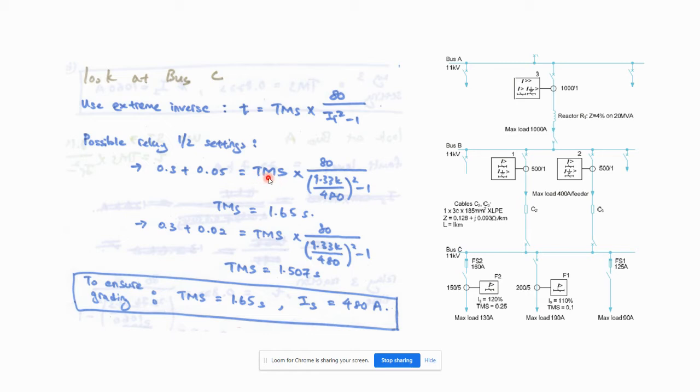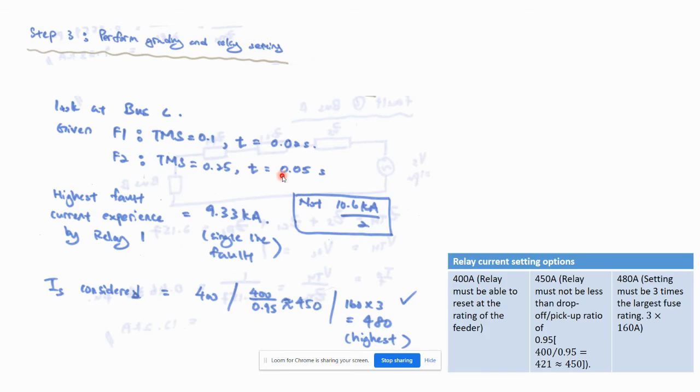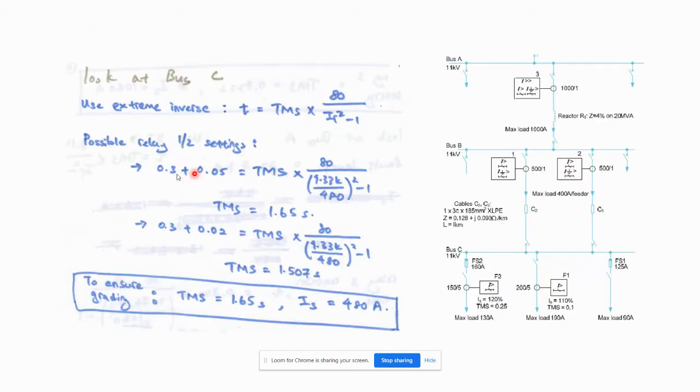The TMS, this is the first one: 0.3 plus 0.05. Why 0.05? Because fuse number 2 has a reaction time of 0.05. And why plus 0.3? Because the standard between protection systems, in order to ensure grading, is that the reaction time between two protection systems should be at least 0.3 seconds apart. So the technical term is called grading.